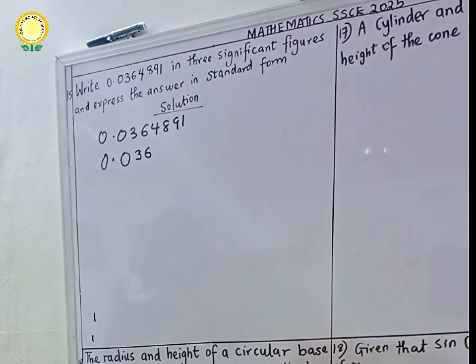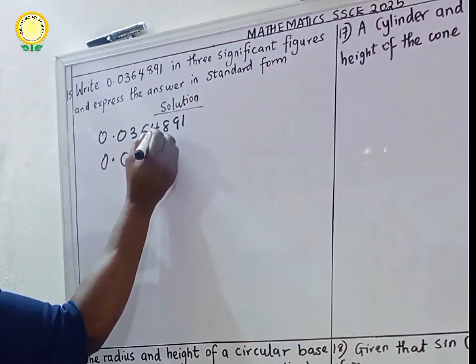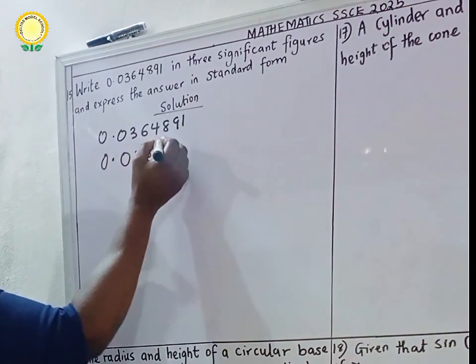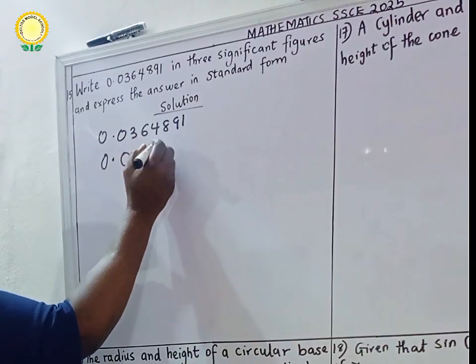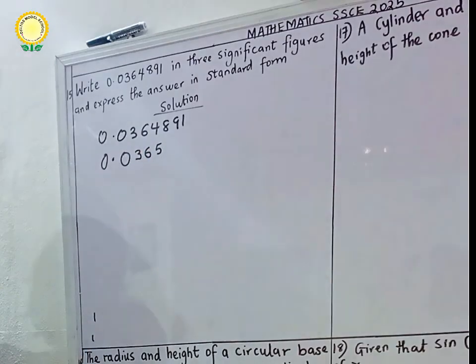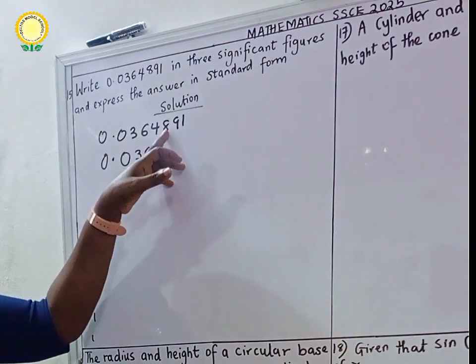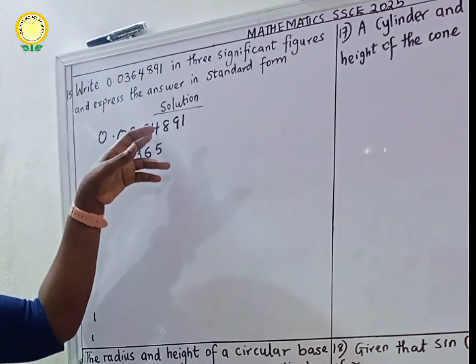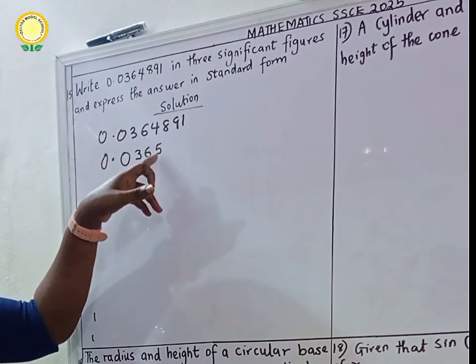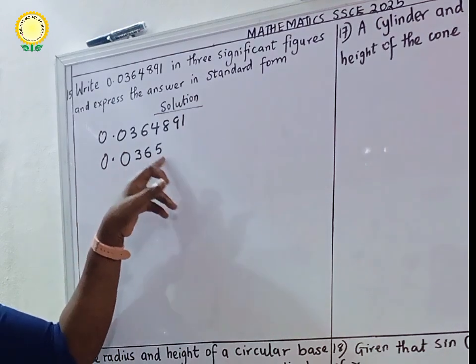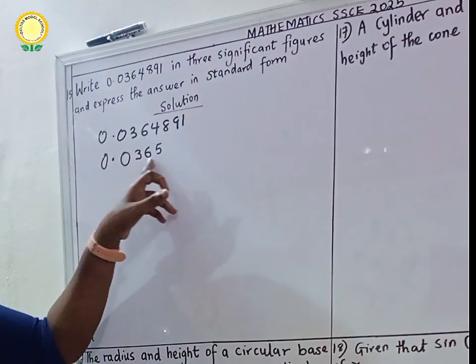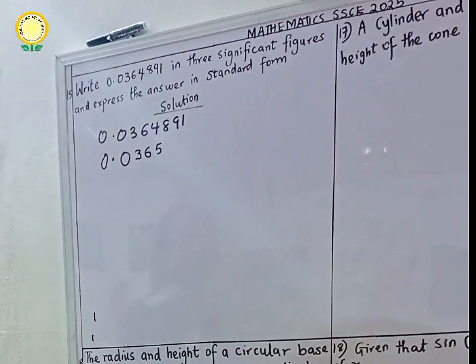Okay, so the next one is 4. But because we have 8 after 4, you are going to round this up to 5. Do you understand that? Because we have 8 here, which is above 5, you round the number before it to 5. So we have 0.0365. The first 3 non-zero digits are your significant figures.